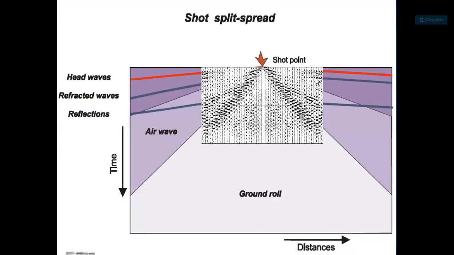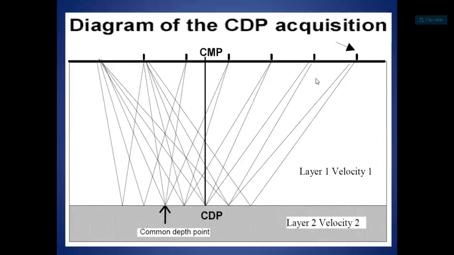And a shot or split spread: head waves, reflected waves, reflections, air wave, ground roll, and shot point and distances. Diagram of the CDP acquisition.